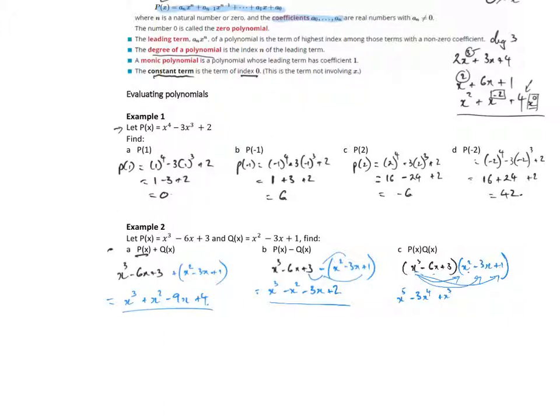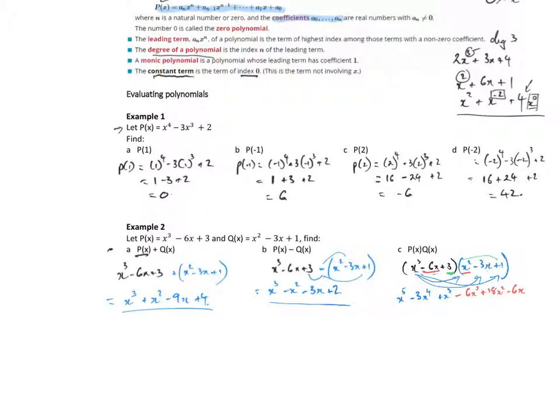Let's get the next term now, which is minus 6x. Minus 6x times x squared is minus 6x cubed. Negative 6x times negative 3x is positive 18x squared. Negative 6x times 1 is minus 6x. We're at another one, 3 now, 3 times everything.